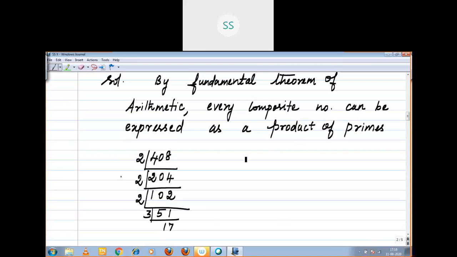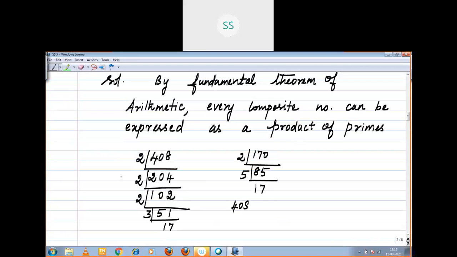Now we will pass on to 170. The number ends with 0, so it is divisible by 2. 2 8s are 16, 10, 5. The number ends with 5, so it is divisible by 5. 5 1s are 5, 5 7s are 35. That's all. Here also you arrived at a prime number.